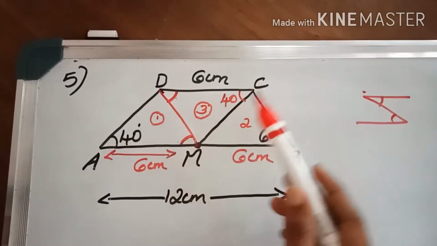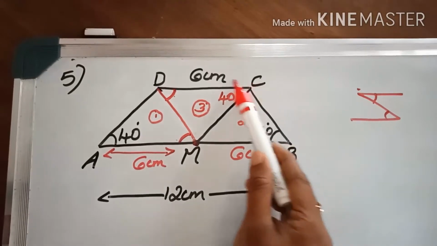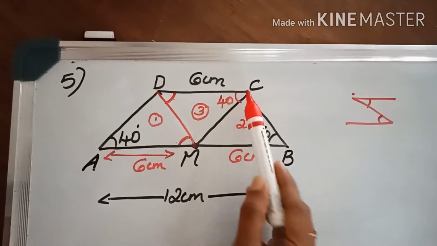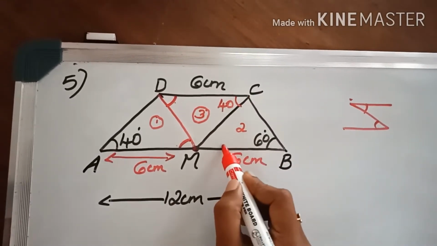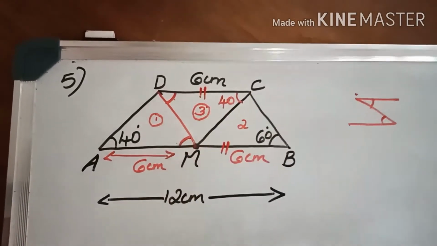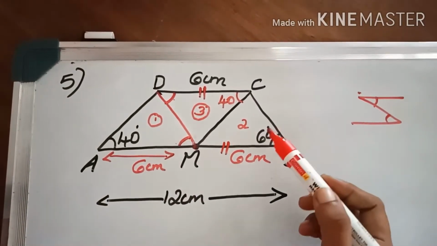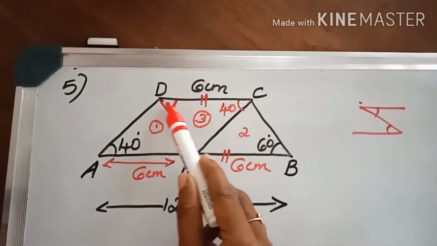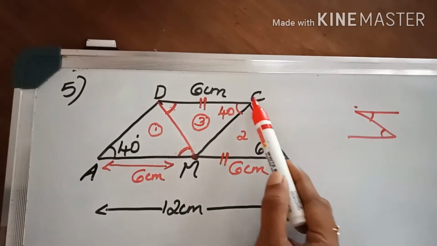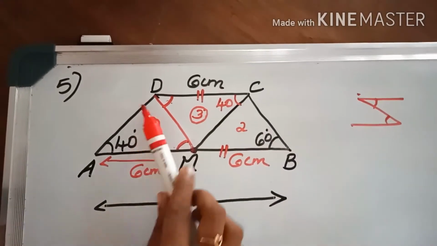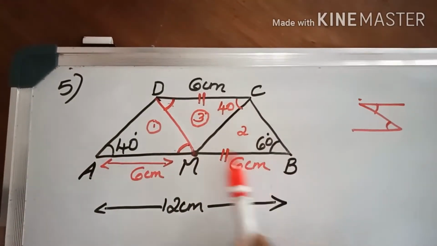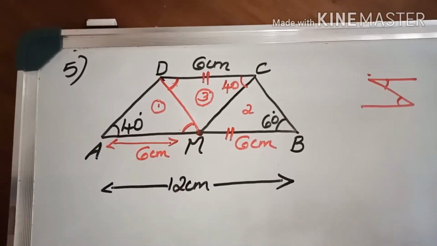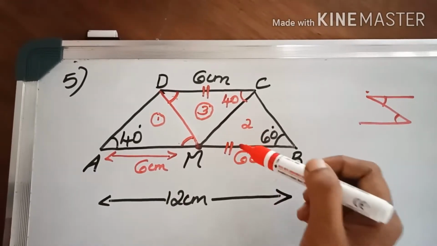Next figure means the next side, that means MBCD. Here also DC is parallel to MB. These two sides are parallel and also equal. That means we can say this shape MBCD, no need to consider this portion, only this side, is also a parallelogram, with opposite sides parallel and equal.